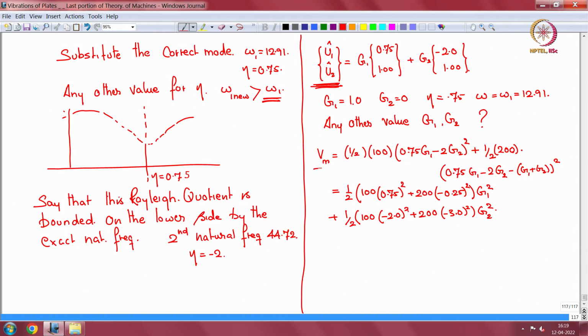Okay, that's what we get for Vm. Then for Tm, what do we get? The kinetic energy function, what do we get? Oh no, I'm sorry, the total kinetic energy, what do we get? Omega square by 2, 0.2, 0.75 G1 minus 2.0 G2 whole squared plus omega squared by 2, 0.3, G1 plus G2 whole squared.